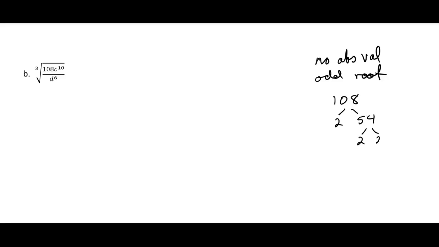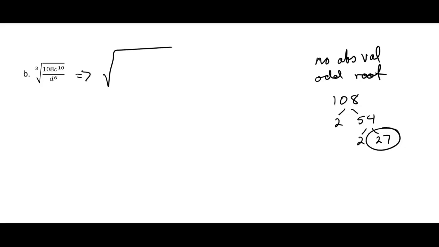So the next one, don't worry about absolute value because it's an odd root, so no absolute value here, because odd root. Okay, so what's 108? Let's see, what goes into 108? I don't know. So I'm going to go over here and I'm going to make a chart for me. 2 times 54, and then 54, if I remember right, is 2 times 27. Okay, that's a perfect cube. So it takes me a minute, but I found it.